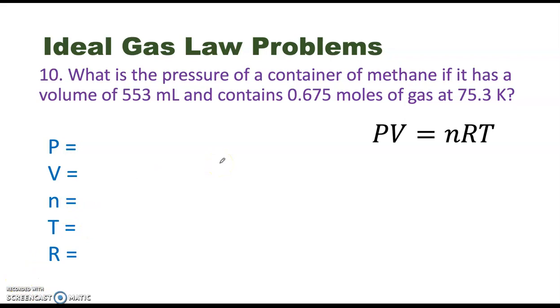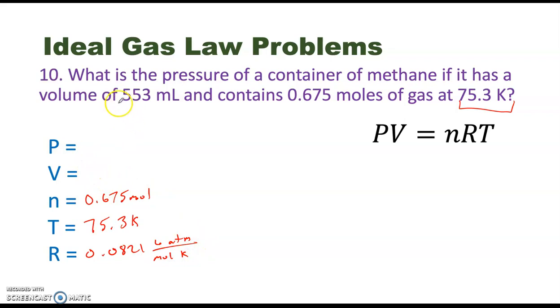The next problem here says, what is the pressure of a container of methane if it has a volume of 53 milliliters, contains this many moles, and it's this temperature? This is the mistake I made when I did the video the first time. This is already in Kelvin. You can leave it in Kelvin. So my temperature is 75.3 Kelvin. We have 0.675 moles of gas, 0.0821 liters atmospheres divided by moles Kelvin.